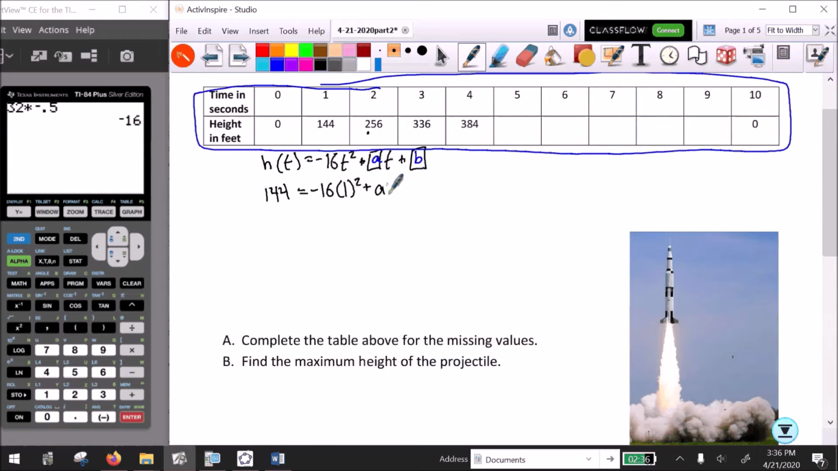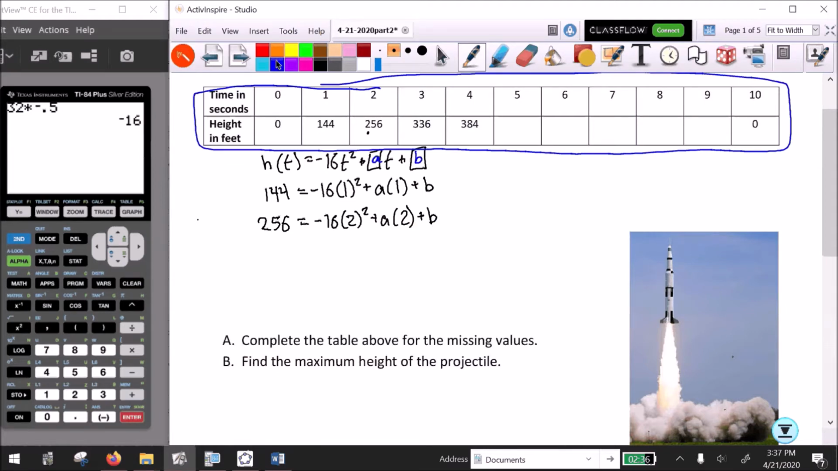And then we're going to solve algebraically for a and b. But since there's two unknowns, a and b, we're actually going to need to come up with another equation as well. We know that at 2 seconds, for instance, the height of the projectile is 256 feet. So we can use that information. At 2 seconds, I'm going to plug in 2 here, the height of the projectile is 256 feet.